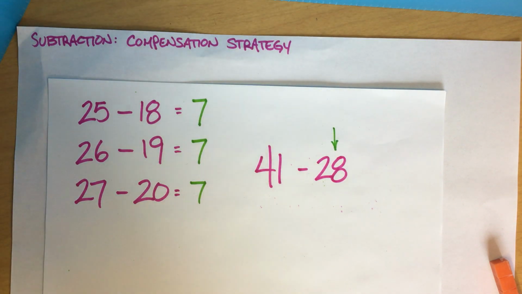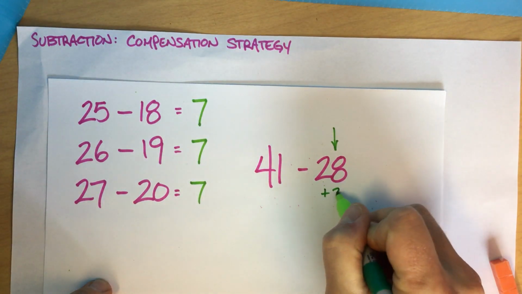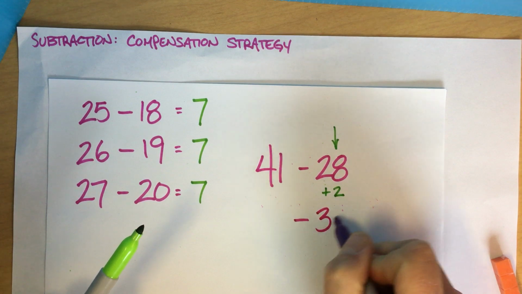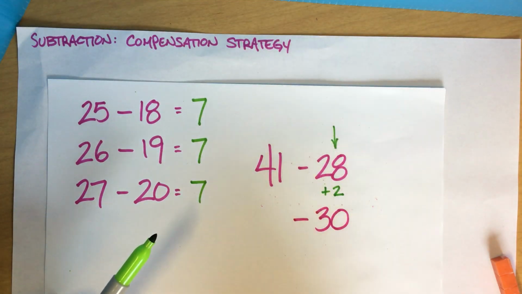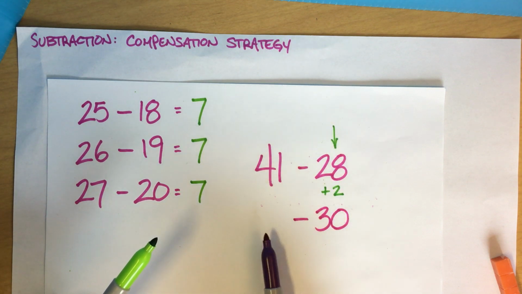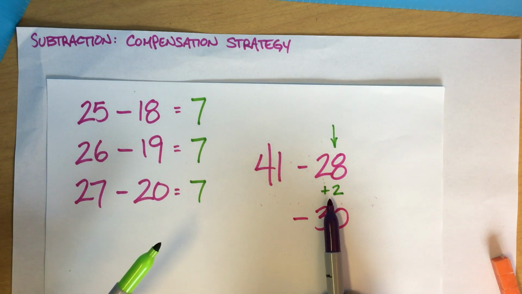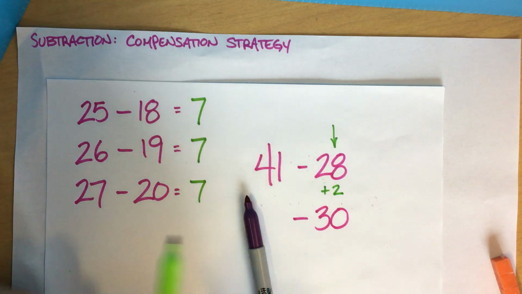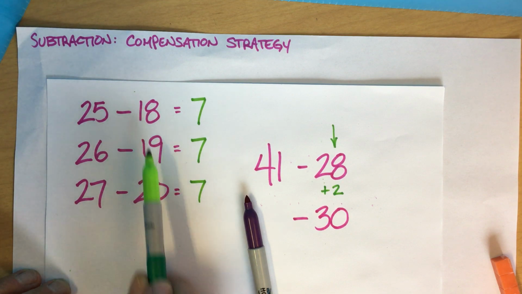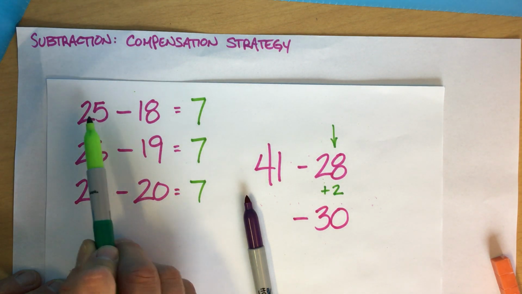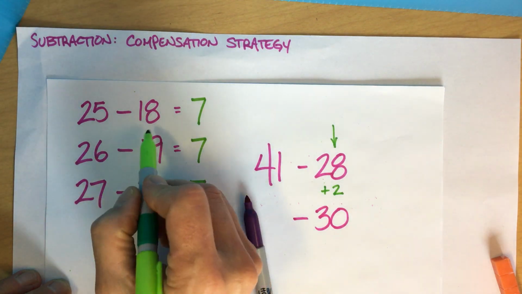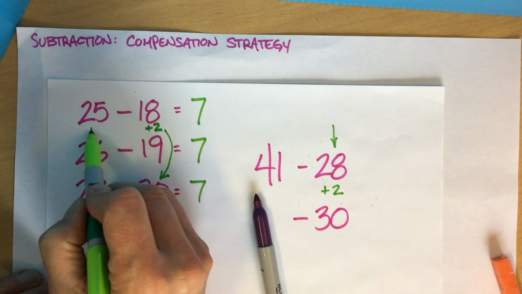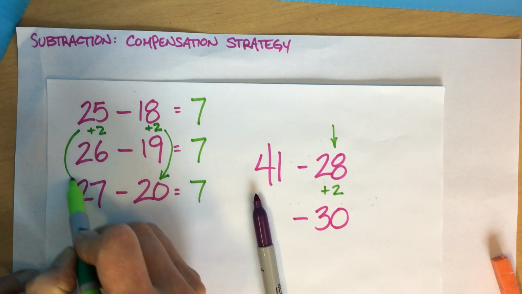Well, to get from 28 to 30, we have to add 2. Now, to keep the same difference between the two numbers here as the two numbers here, I have to add the same amount. So I added 2 to 28, I'll have to add 2 to 41. That's the same thing that happened over here. You'll notice that 18 is 2 less than 20, and 25 is 2 less than 27. In other words, I added 2 to 18 to get to 20, and added 2 to 25 to make it 27.